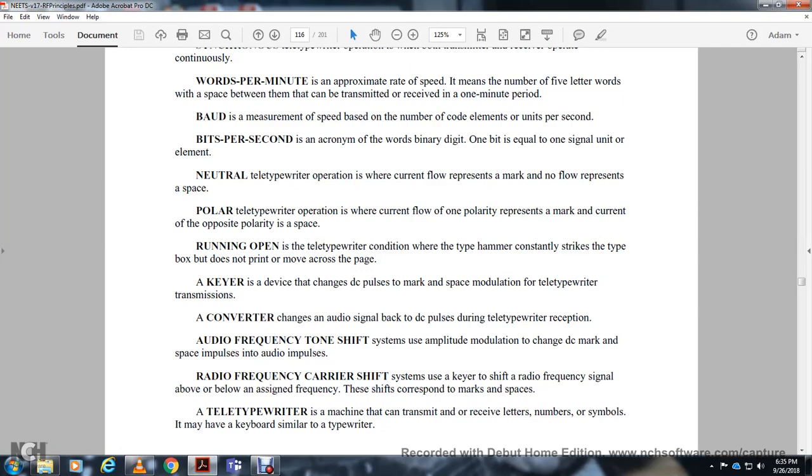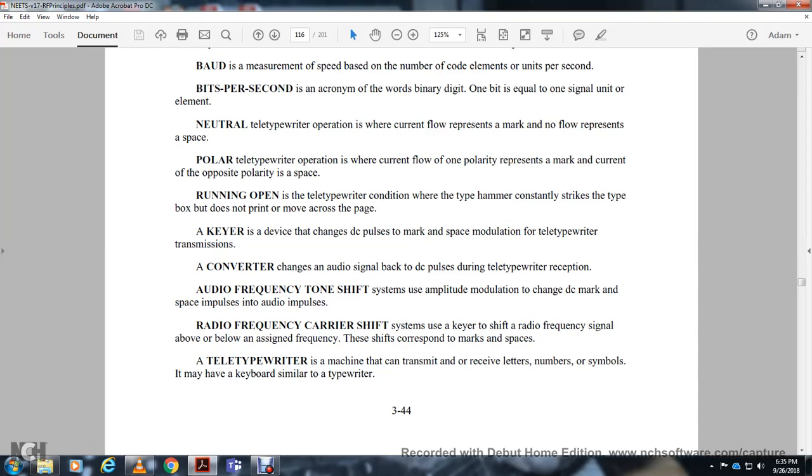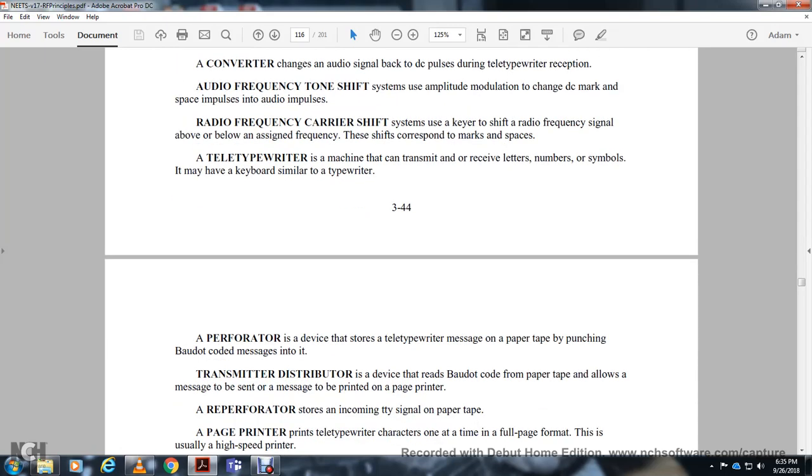Teletypewriter: a machine that transmits and receives letters and numbers; it may have a keyboard or a teletypewriter perforator. The reperforator device of the teletypewriter makes paper tape by punching the Baudot code messages into it. Transmitter distributor: a device that reads the Baudot code from the paper tape and allows the message to be sent and printed on a page printer.